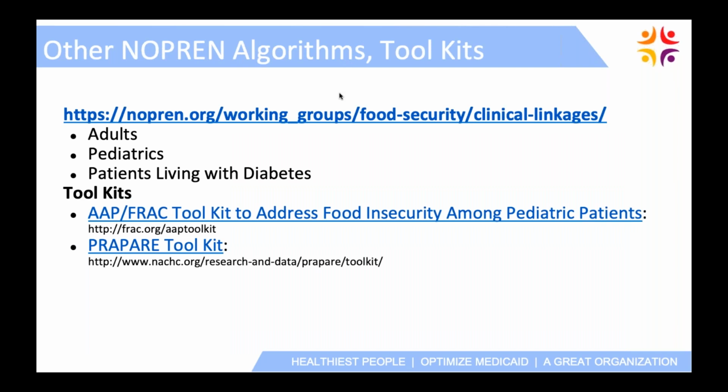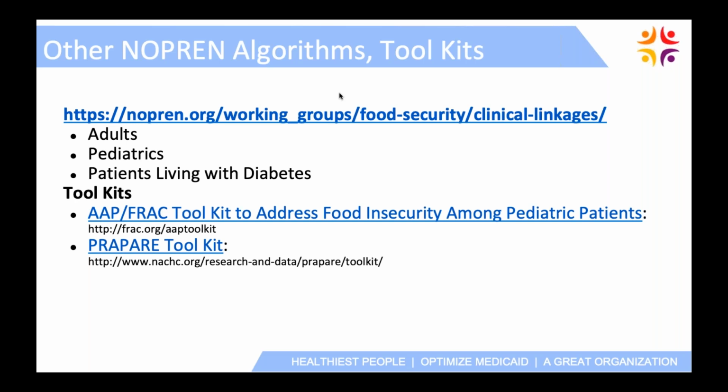The Nutrition and Obesity Policy Research and Evaluation Network, NOPREN, also has similar algorithms like the one that we just went through that are specific for pediatrics and patients who are living with diabetes. So you can follow the link there to find those specific algorithms. I mentioned that toolkit from the American Academy of Pediatrics and Food Research and Action Center. That's another great one, which is where all of those great tips came from for how to approach food insecurity screening sensitively.